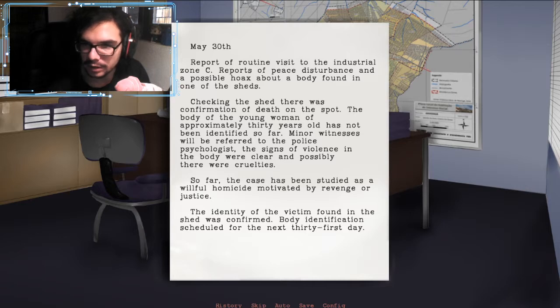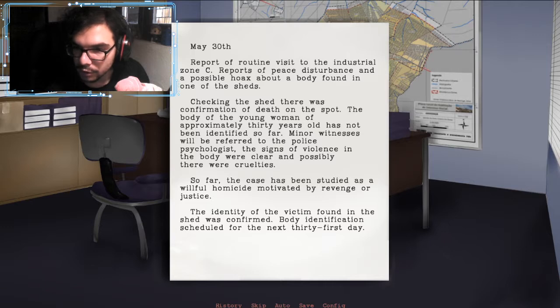Okay, let me see. Murder. Yeah, no, it doesn't seem like there is any really physical description of a young woman of approximately 30 years old. Has not been identified so far. Minor witness will be referred to the police psychologist. The signs of violence in the body were clear, and possibly there were cruelties. So we are once again back to the cruelties. So that's the thing that may be something that would be clickable.